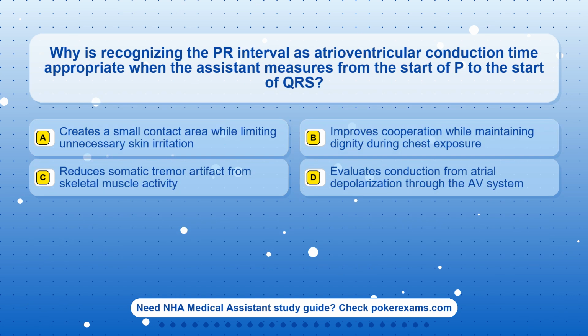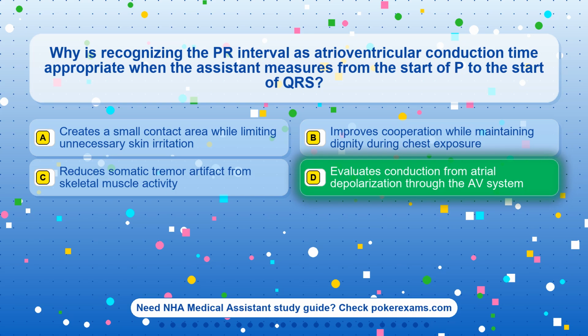Question 2. Why is recognizing the PR interval as atrioventricular conduction time appropriate when the assistant measures from the start of P to the start of QRS? Option A. Creates a small contact area while limiting unnecessary skin irritation. Option B. Improves cooperation while maintaining dignity during chest exposure. Option C. Reduces somatic tremor artifact from skeletal muscle activity. Option D. Evaluates conduction from atrial depolarization through the AV system.